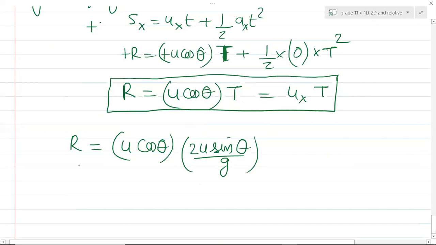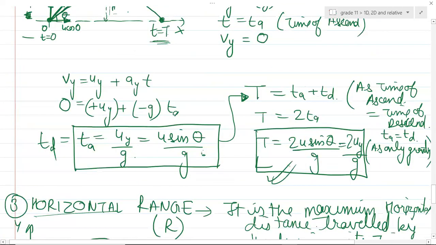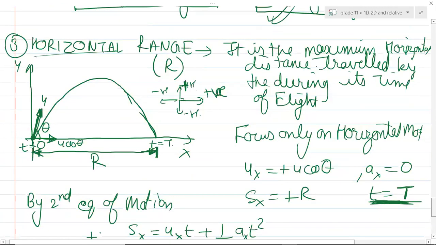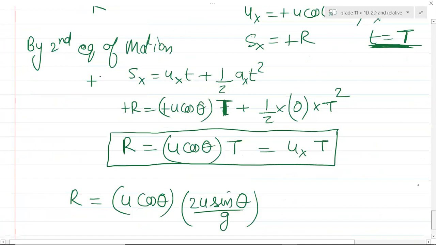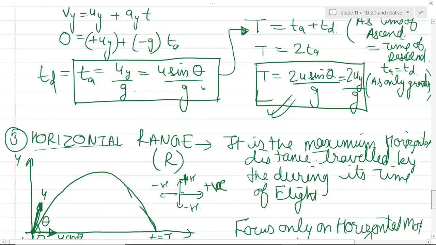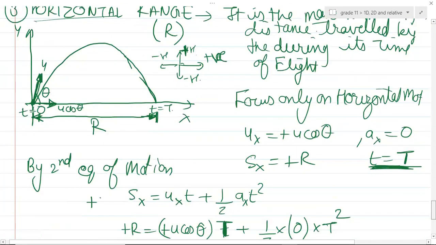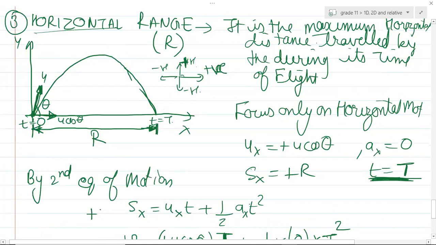Yes or no? What's the time of flight? Twice u sine theta by g. Yes? Could you scroll down, sir? I wanted to see the horizontal one. Okay, there's the maximum horizontal distance traveled by the object during its time of flight.